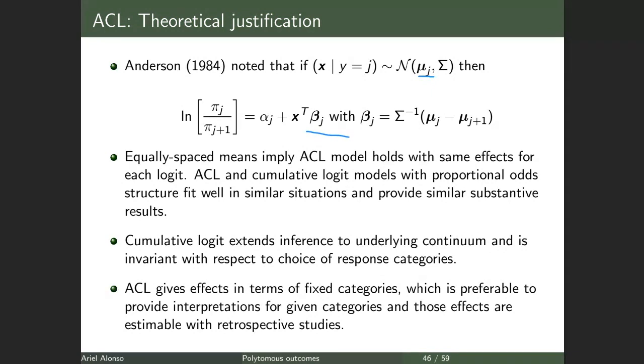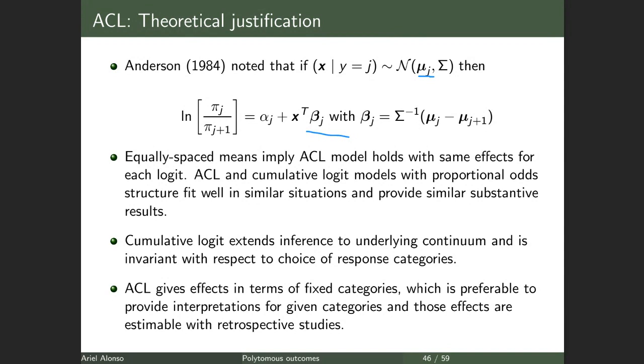The advantage of the cumulative logit model, though, is, for instance, that you can have an interpretation in terms of a latent variable. That means that the effect of the covariates will be the same irrespective of how you categorize this latent variable. So if you consider, for instance, liberal, conservative, and very conservative, or you consider very liberal, liberal, conservative, very conservative, the effect of the covariates will be the same. That's a nice property of the cumulative logit model.